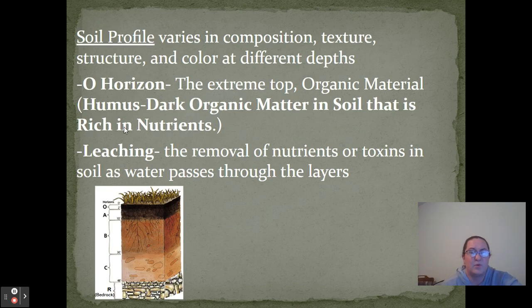Now let's talk about soil profile. The O layer is the organic material. Dark, rich materials gives us the nutrients that we need. Leaching is the removal of nutrients or toxins in the soil. So all the nutrients that are in here eventually go down through, and this is the part where it's lacking nutrients.